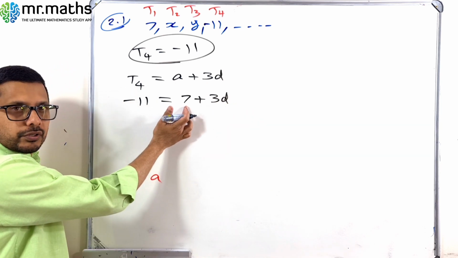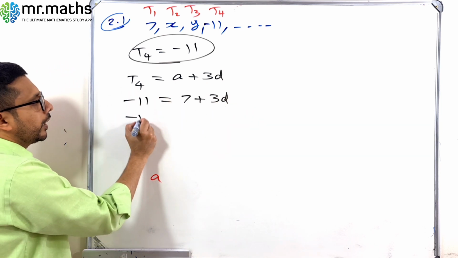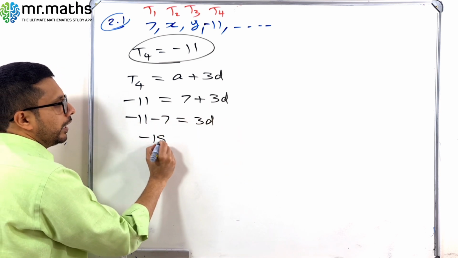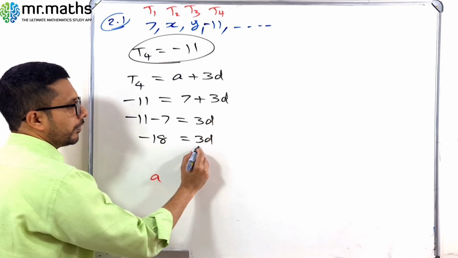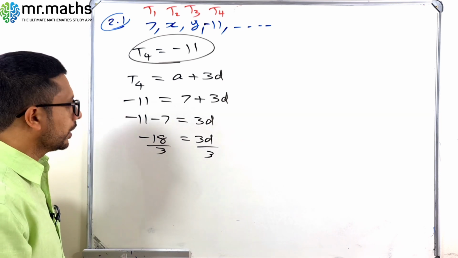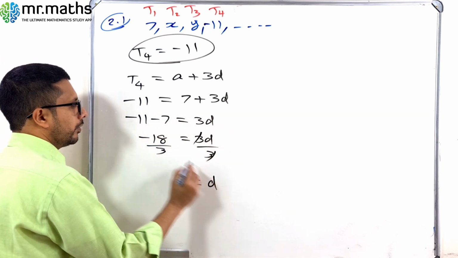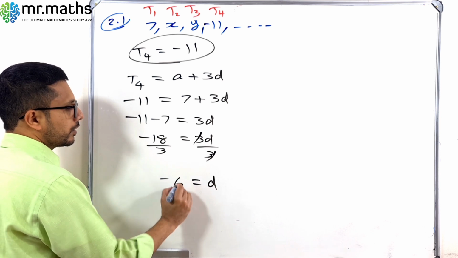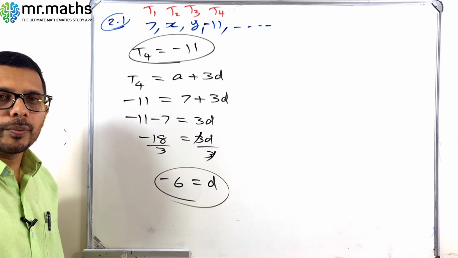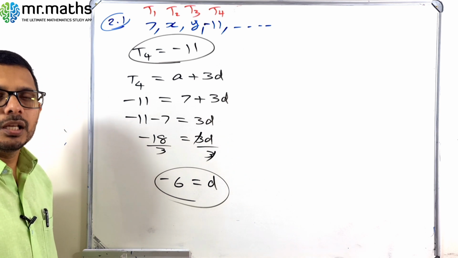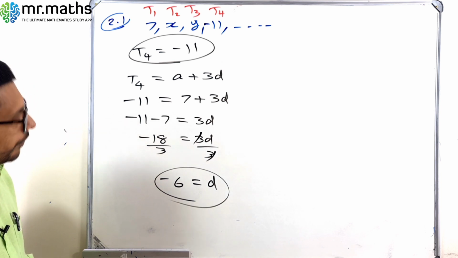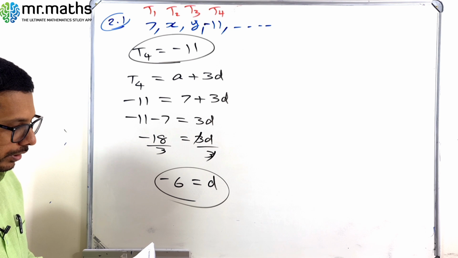So take this 7 to this side, so it is minus 7. Minus 11 minus 7 is equal to 3d. Minus 11 minus 7 is minus 18, which is equal to 3d. So divide both sides by 3. The 3 cancels, that is d, and minus 18 divided by 3 is minus 6. So the value of d is minus 6. The common difference is minus 6. You understand? Now we have to find the value of the other terms, so for that we can substitute in the same equation.